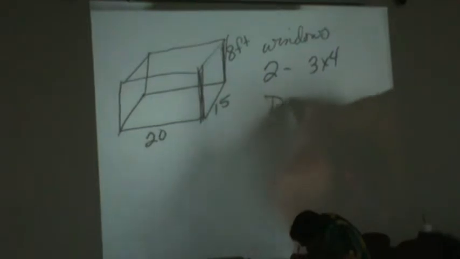And it said there was 1 door, 2.5 by 6.5 feet. I think these are all in feet. Yeah, the door, the windows are 3 by 4. These are feet also. Okay. Now A asks you what is the total area of the walls and the ceiling.